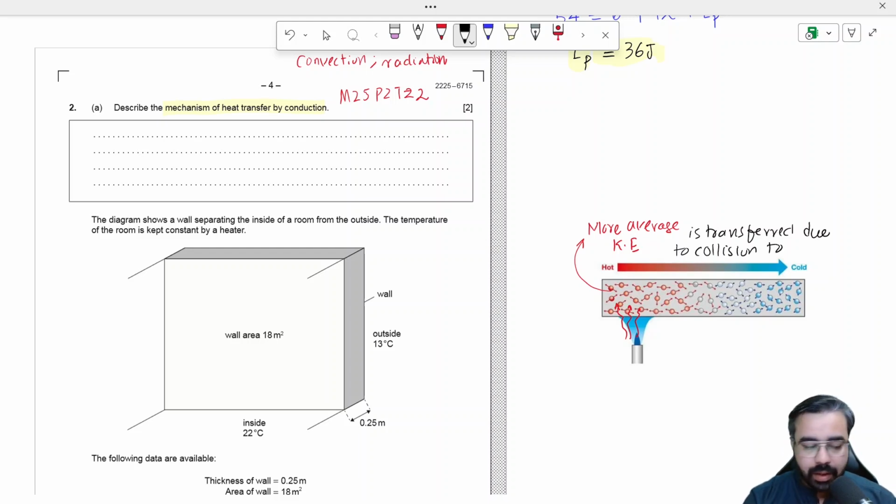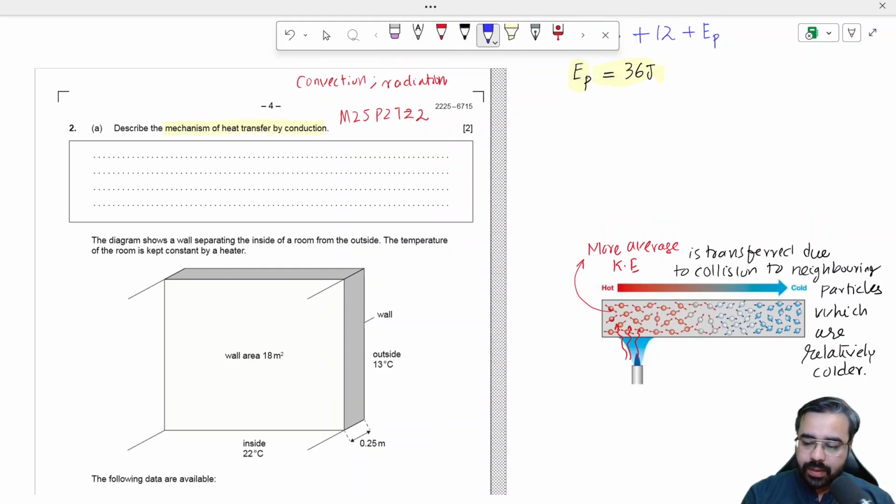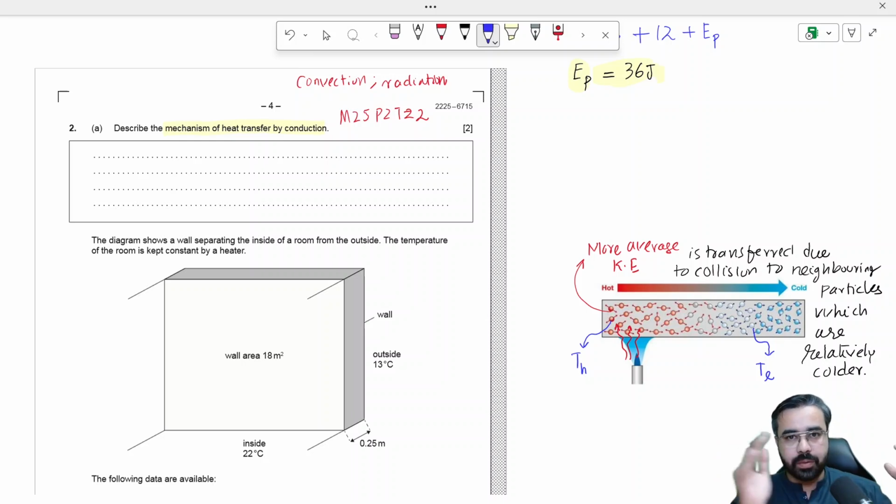to neighboring particles. So this is the side where the temperature is high, and this is the side where the temperature is low because that possesses less kinetic energy. This is the natural direction of heat flow: it always goes from the higher temperature side to the lower temperature side, due to the collision of the particles, specifically in the conduction method.